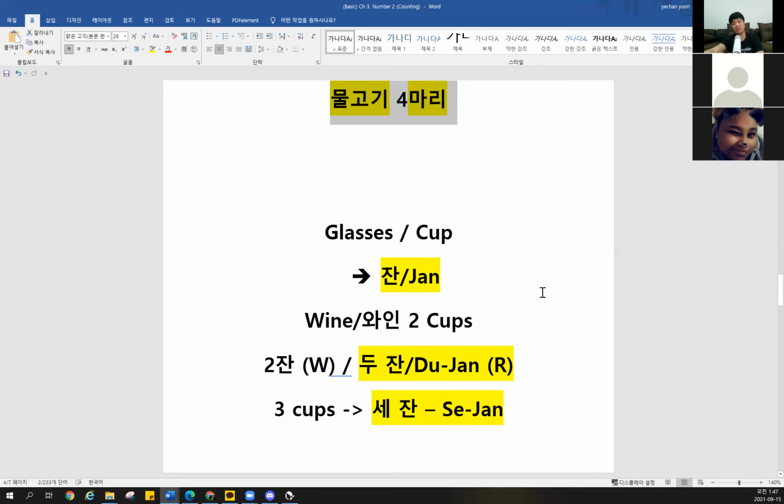Glasses or cups: you say 잔. 잔 is the counting word. If you want to say 2 cups or 2 glasses, how can you say it? Not 둘잔. The changing form is 두 잔. 두 잔. 3 cups? 세 잔. Changing form. 세 잔. That is how you can count in Korean.